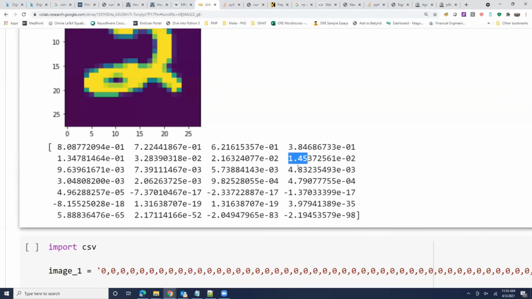I think your audio is messed up. Can you please reconnect? Okay, let's try. Is it any better now? No, Karthik.